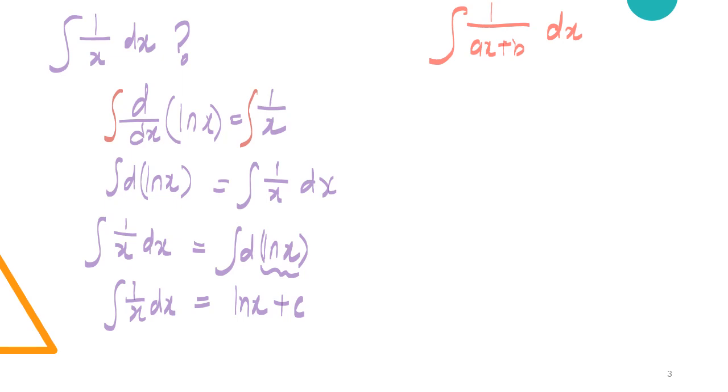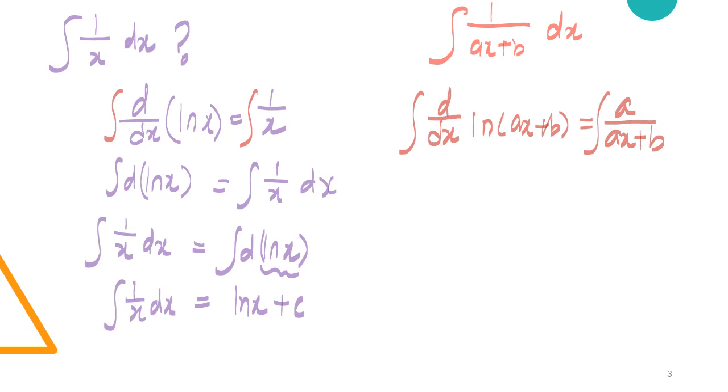We're going to carry out the same steps as we did for the integration of 1 over x. We start off with the differentiation. Recall that when we differentiate ln of (ax plus b), the answer we get is a over ax plus b. So we're going to add the integration sign to both sides, and then multiply both sides by dx.